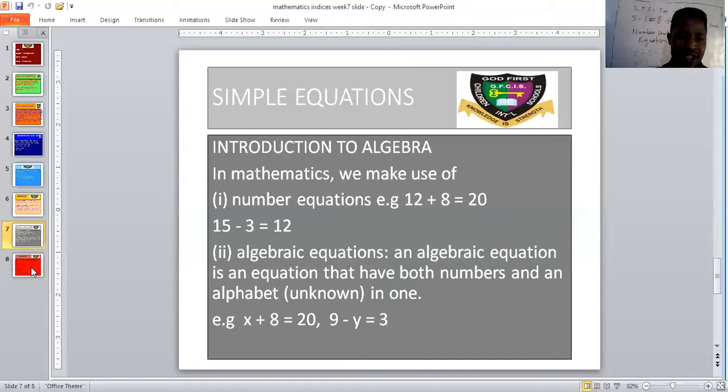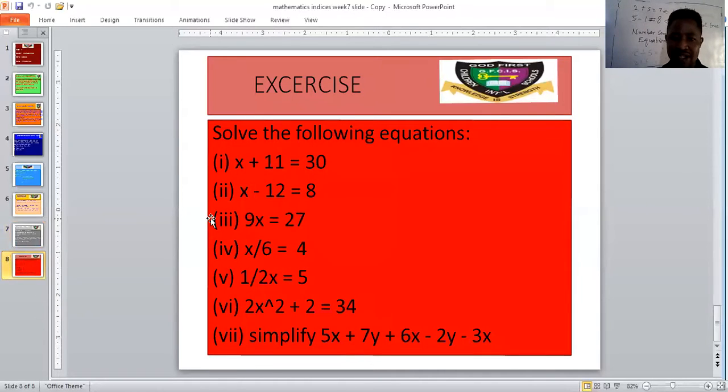So let's go to some exercises here. Let's solve some exercises quickly. This one says, solve the following equation. Let's see how that goes.